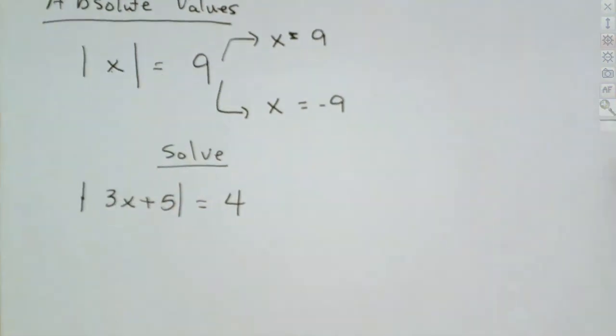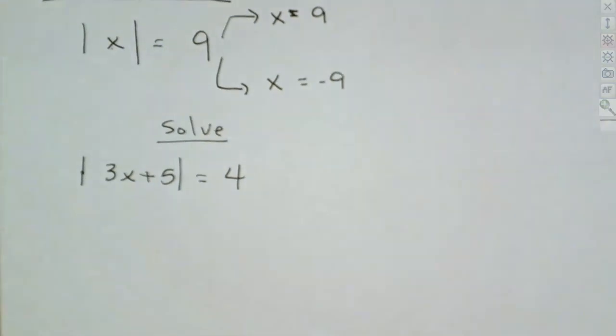So I want you to solve this absolute value. Now, whenever I solve an absolute value, I've got to get my two answers. Okay? So that means I build my two equations. So what do my two equations look like?